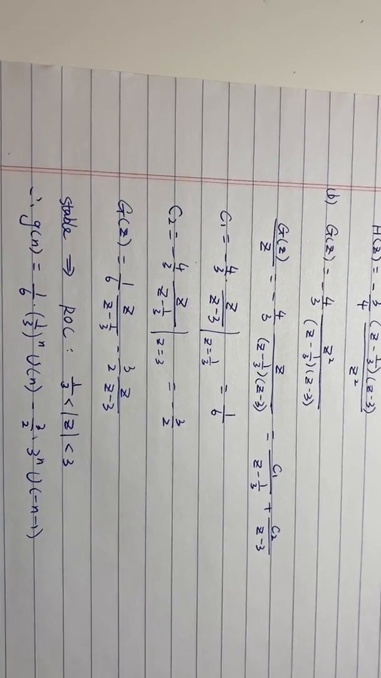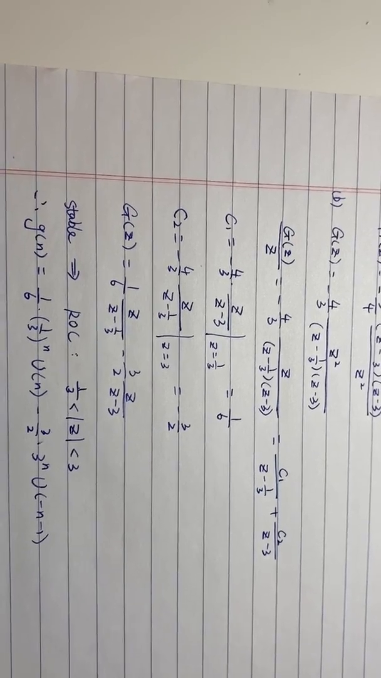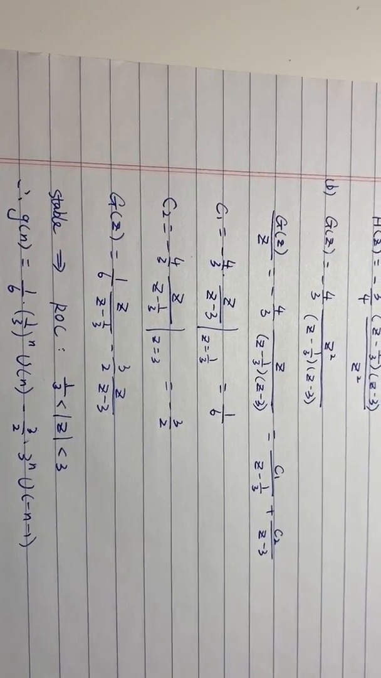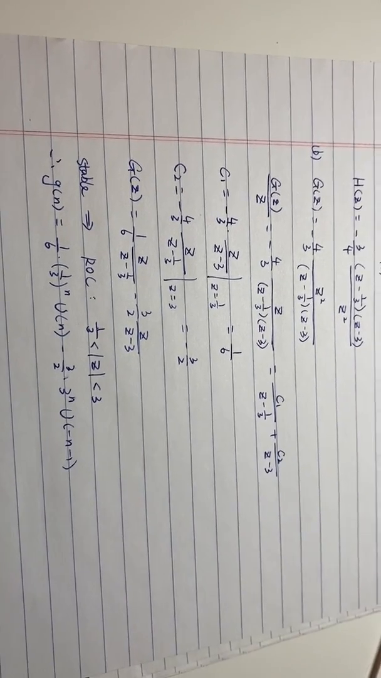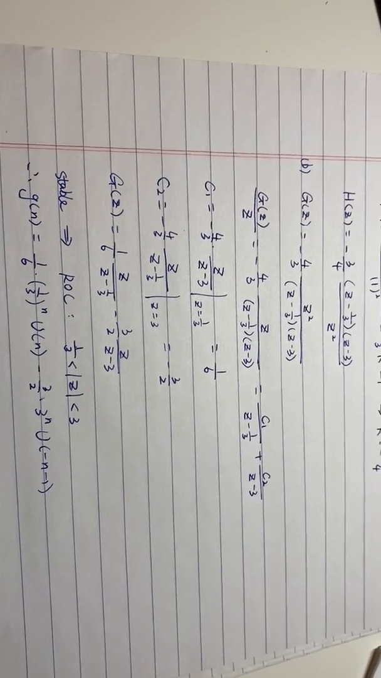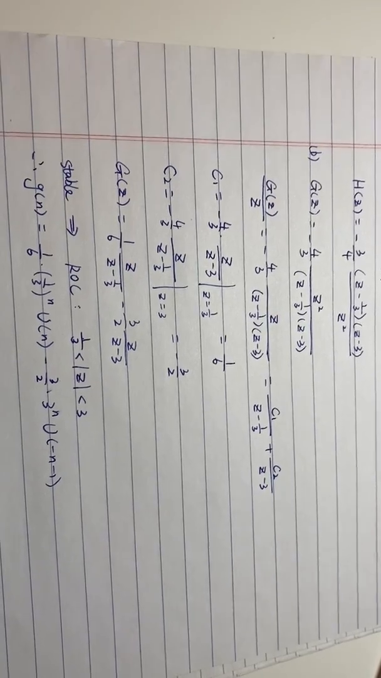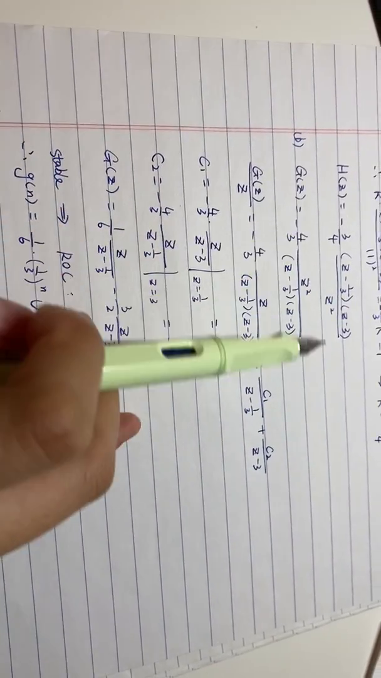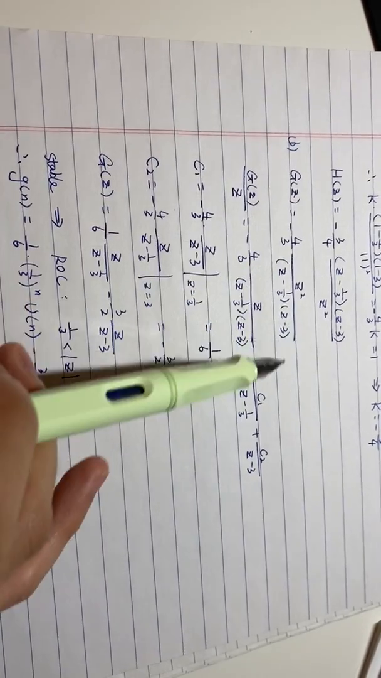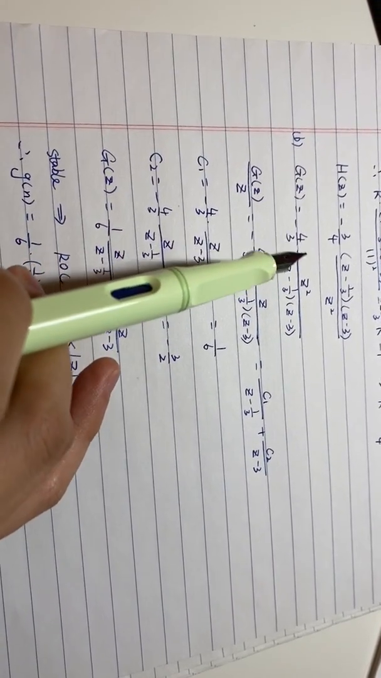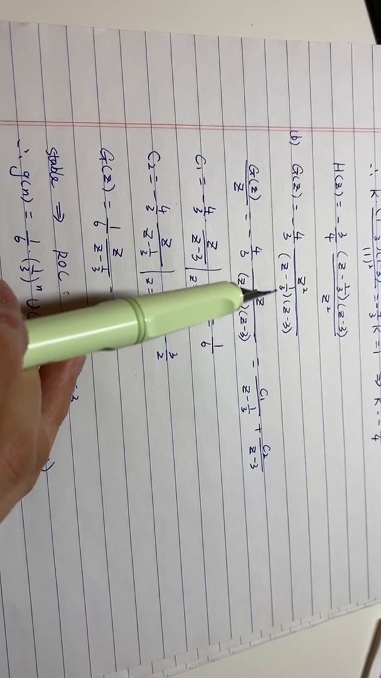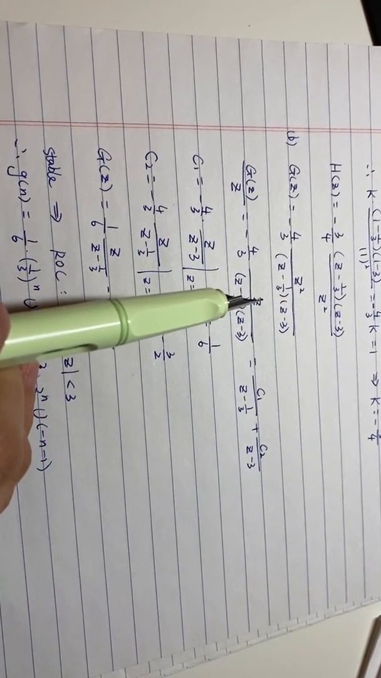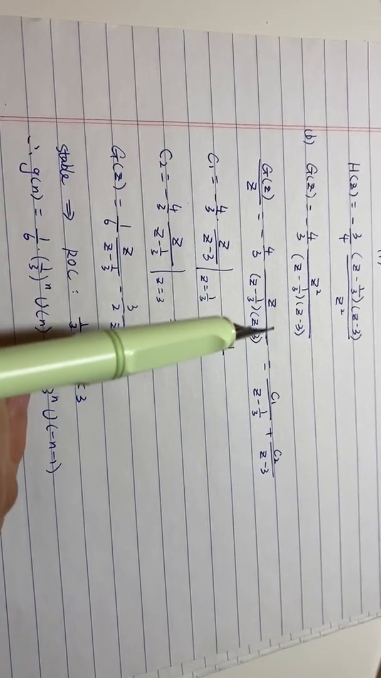And for question B, we have to find the impulse response of the stable inverse system. First of all, we write down the inverse system G(z). Because H(z) is like this, G(z) will be the inverse. So we get minus 4/3 multiplied by z to the power 2, over (z minus 1/3) multiplied by (z minus 3).